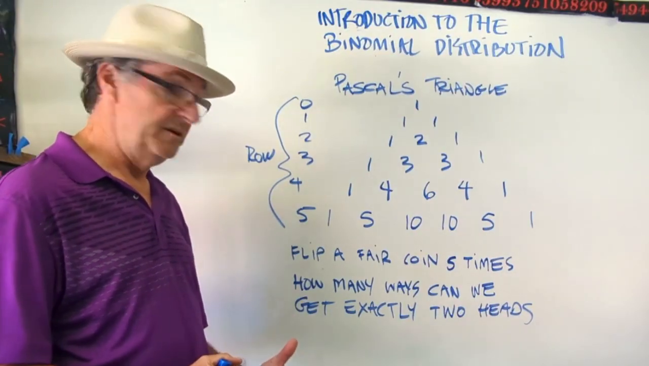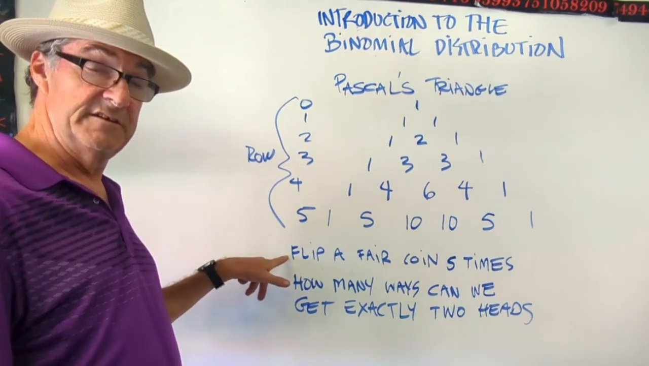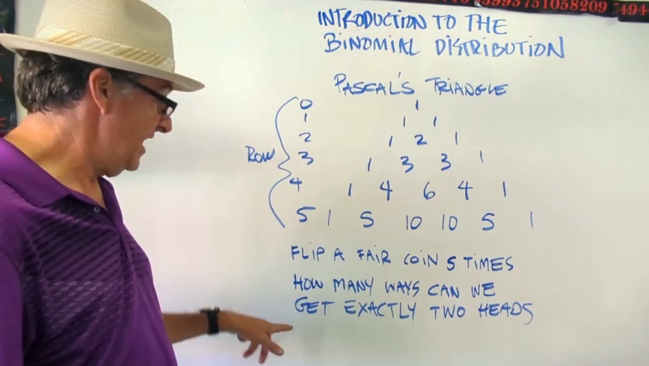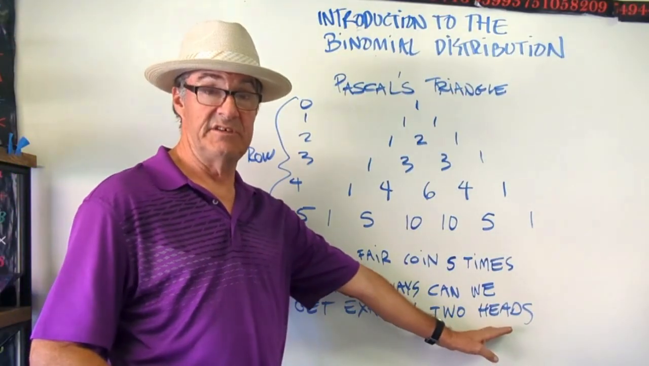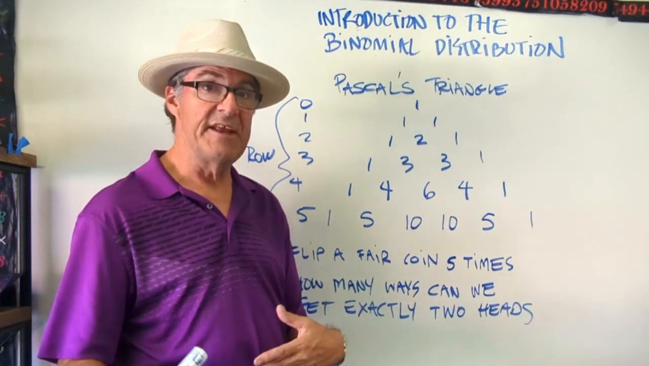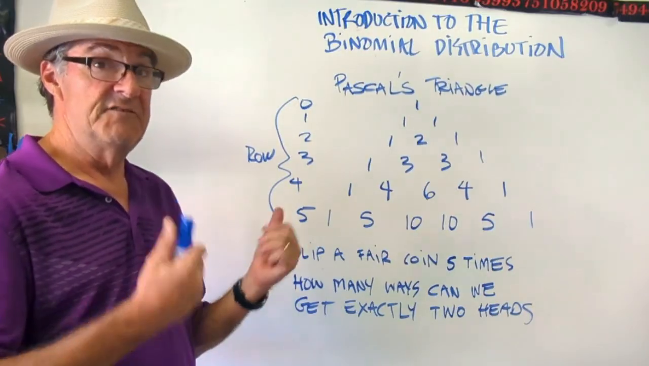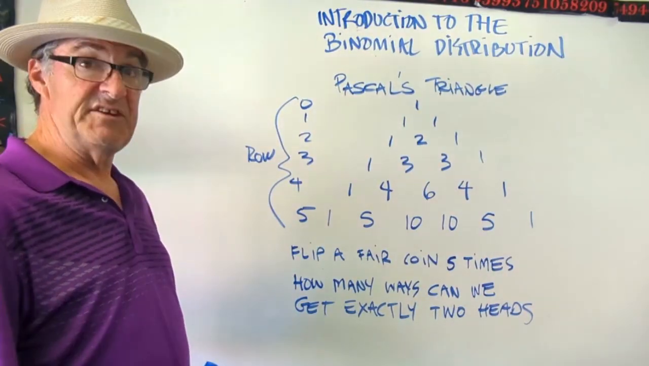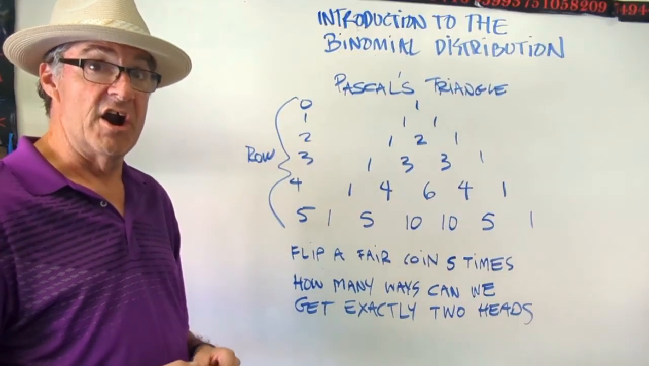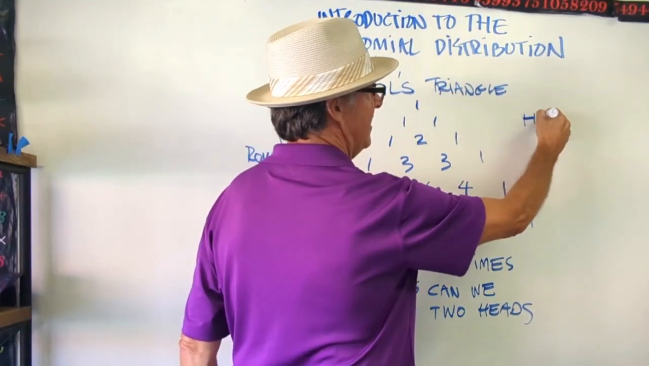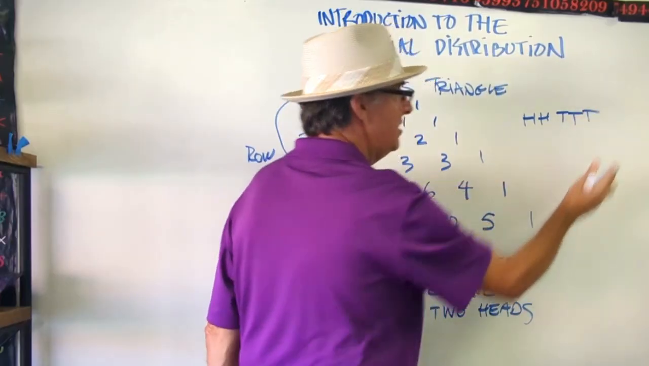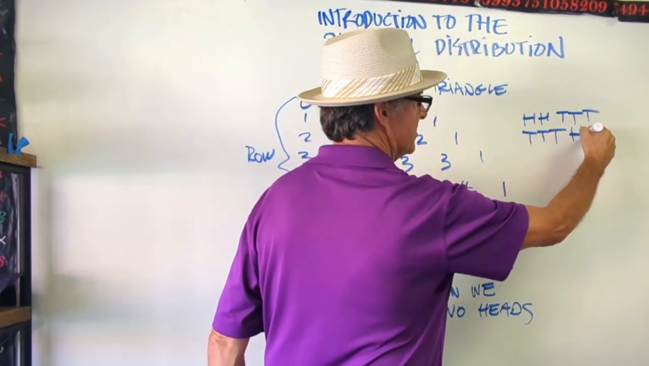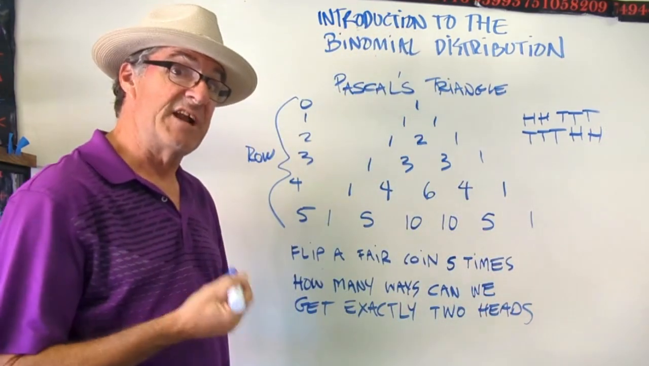Now here's a question. Flip a fair coin 5 times. How many ways can we get exactly 2 heads? Now this is one of the steps along the way to figuring out the probability of getting exactly 2 heads. It's one of the steps. So how many ways can we do that? That's kind of hard. You could do this: head, head, tail, tail, tail. That's one way. Now just to make sure you understand that order is important, that is a separate outcome.